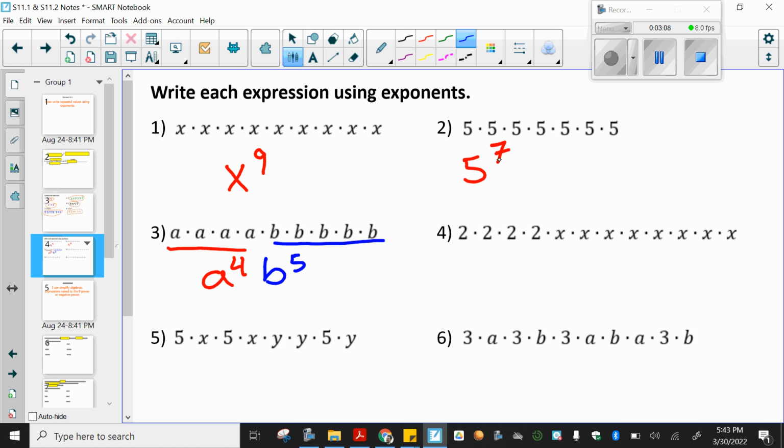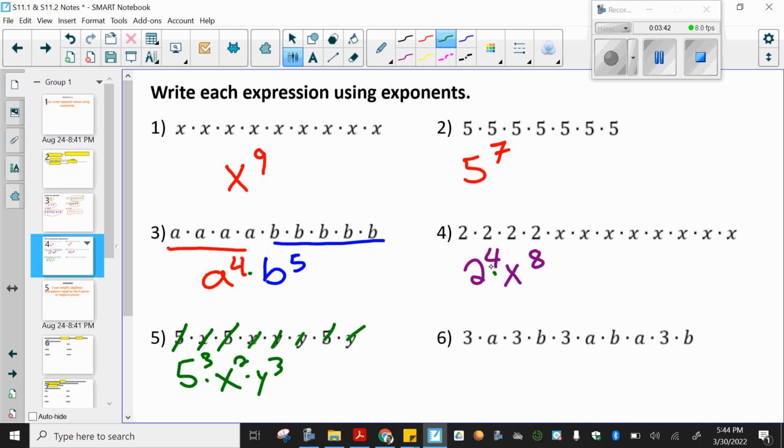Here, look at this one. We have 2 to the 4th, x to the 1, 2, 3, 4, 5, 6, 7, 8, x to the 8th. Right? And sometimes they're out of order, so we could do this one. We could do 5 to the 1, 2, 3, x to the 1, 2, y to the 1, 2, 3. 5 to the third times x squared times y to the third.